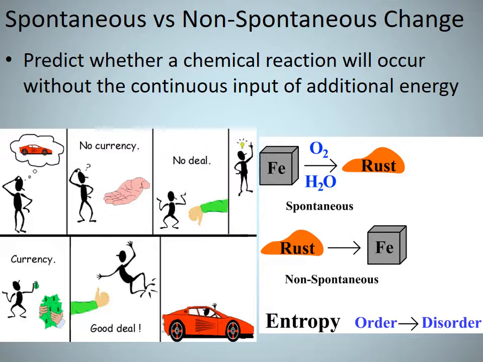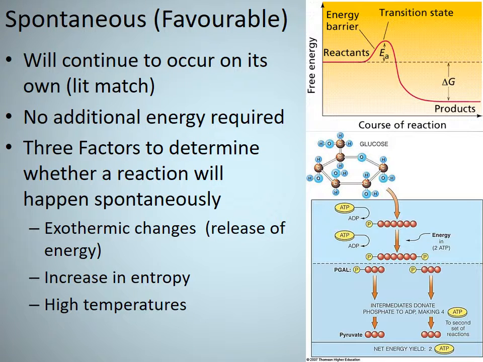The example here is iron. Iron reacting with oxygen and water to form rust. That's a spontaneous change. Rust forming back into iron is obviously non-spontaneous. Spontaneous chemical reactions are your favorable chemical reactions. They'll continue to occur on their own once the activation energy has been met. There's no additional energy required after the activation energy.